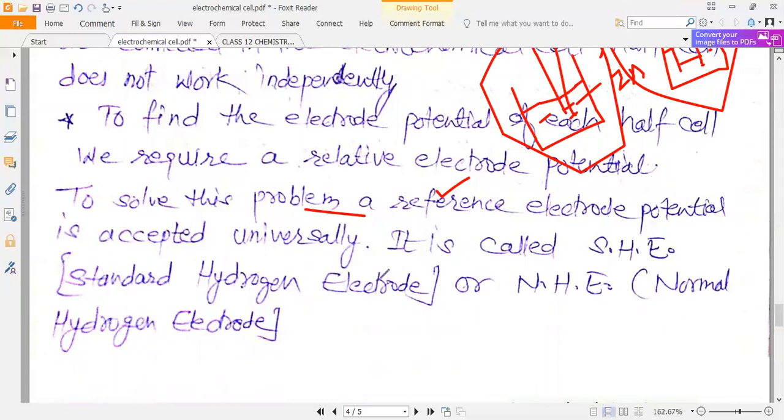So to solve this problem, a reference electrode potential is accepted universally. It is called SHE. SHE means standard hydrogen electrode, or SHE is also called NHE.